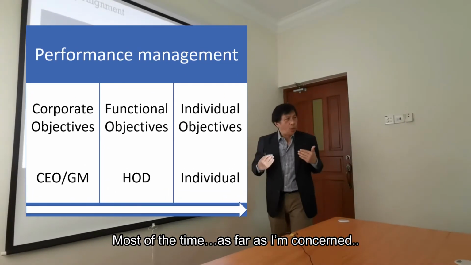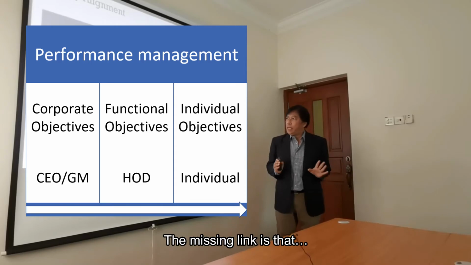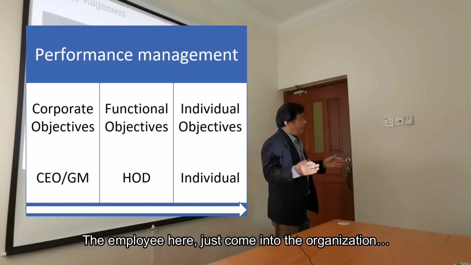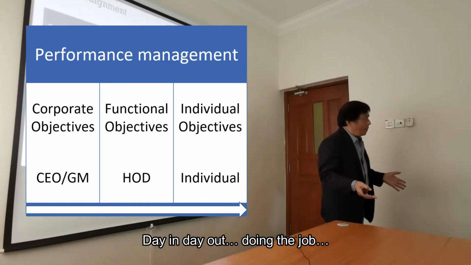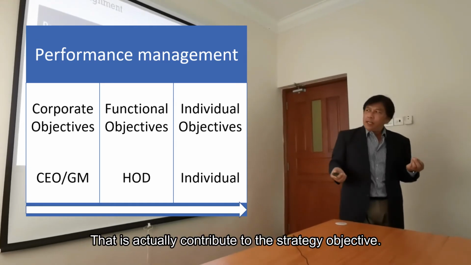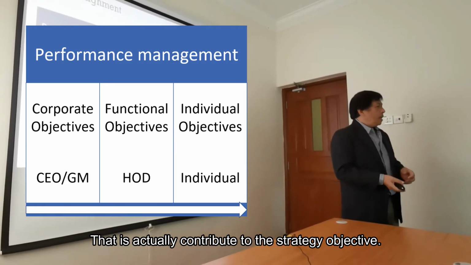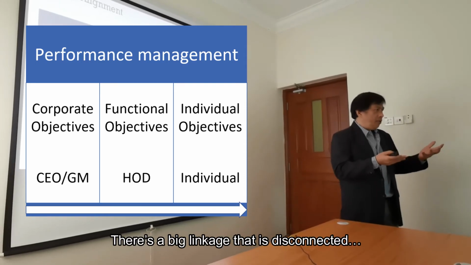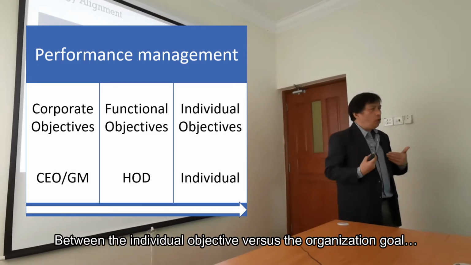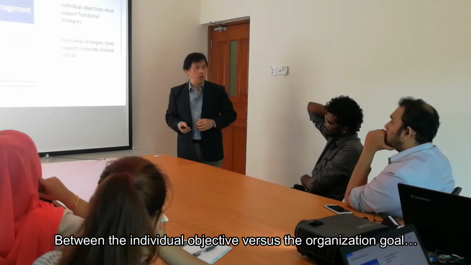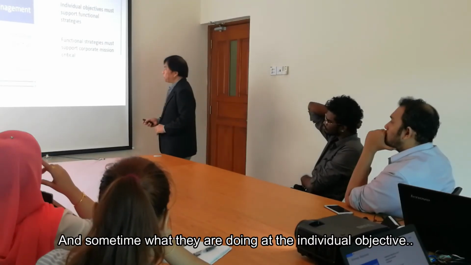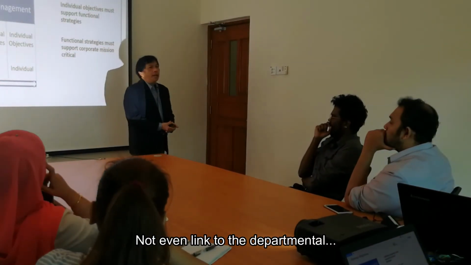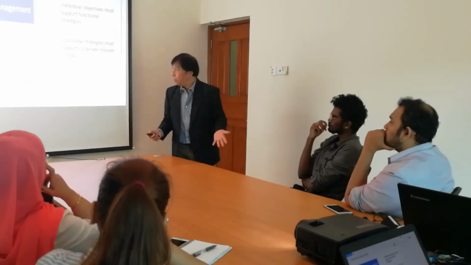Most of the time, as far as I'm concerned, the missing link is that the employees just come into the organization day in, day out, doing the job, but they don't know that what they are doing actually contributes to the strategic objective. They don't know. There's a big disconnect there between the individual objective and the organizational goal. So there's a big gap. And sometimes what they are doing here is not even linked to the departmental level. So that's another issue. Right?